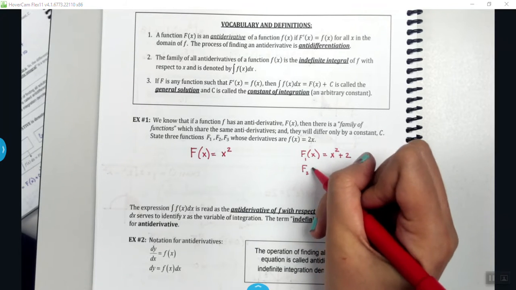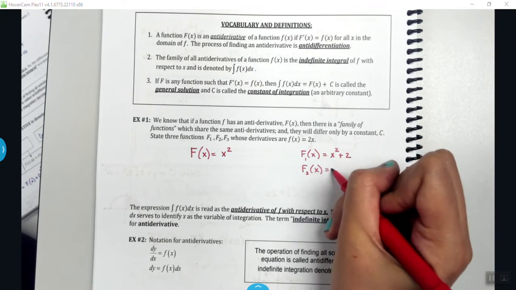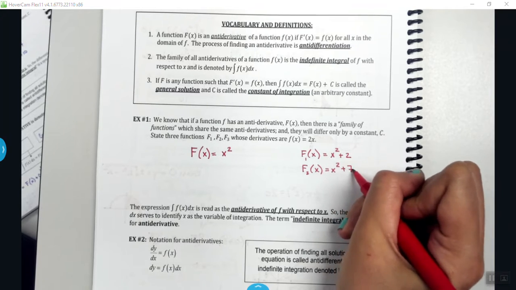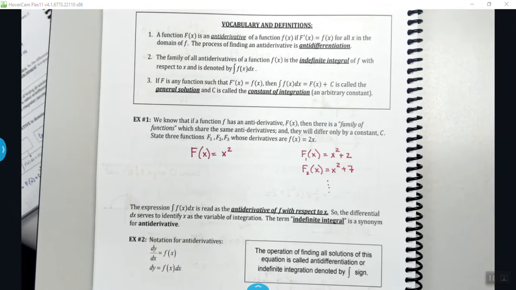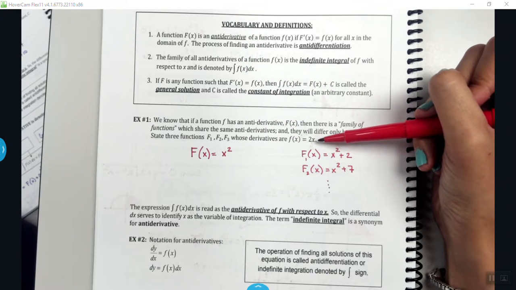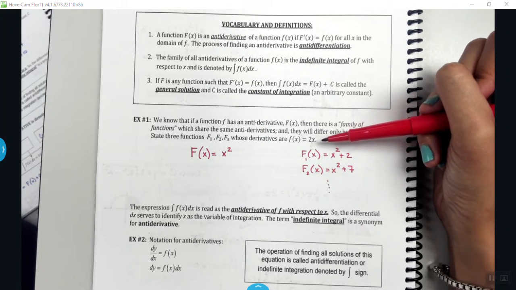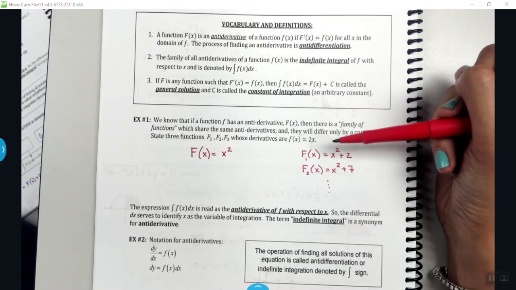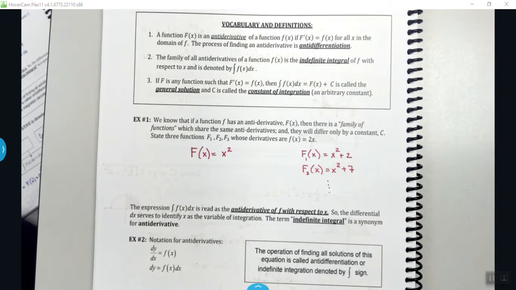And couldn't f of x be x squared plus 7? You know, and so on and so forth, right? All of these have a derivative where the derivative is 2x. Yes? All right. Because when we do that, we could have had a constant there when we had our original function, but we don't know. It went away when we took the derivative.